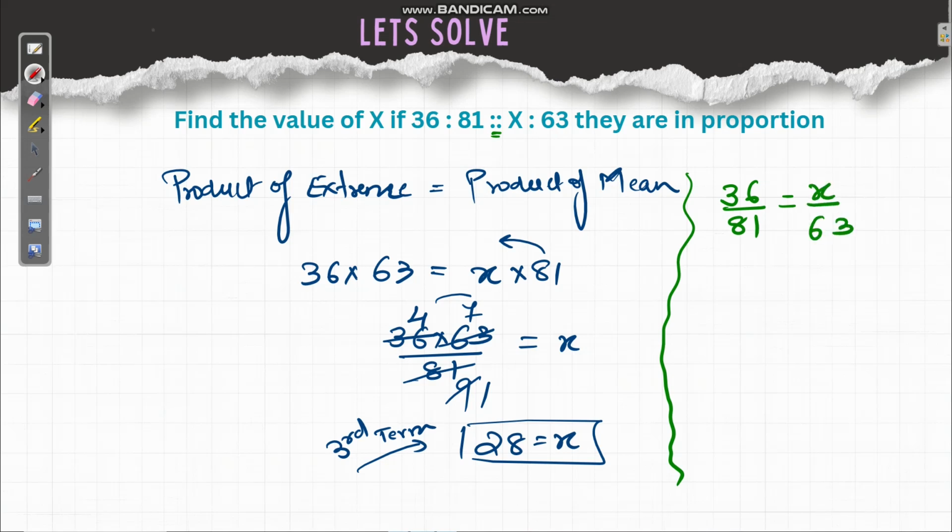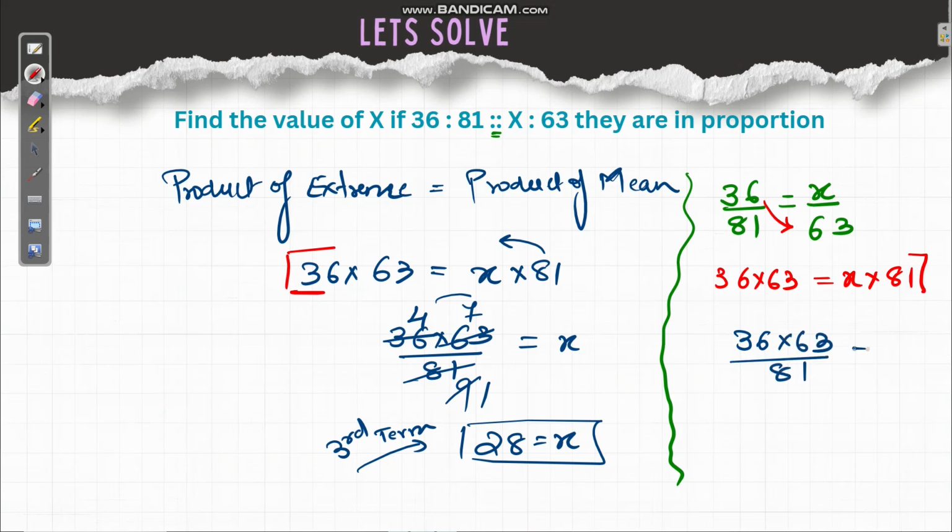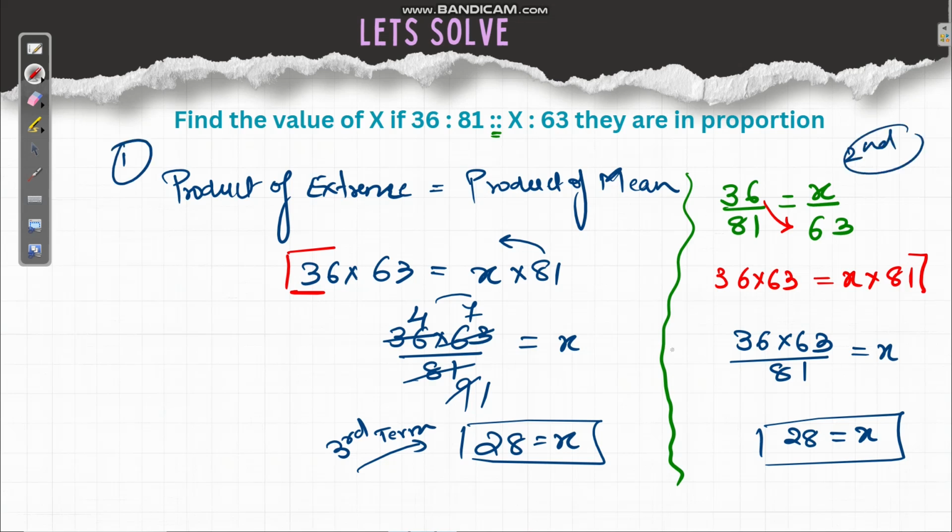Now it's very simple, you do cross multiplication and find your answer. So how do you do cross multiplication? 36 into 63 is equal to x into 81. If you notice, this step over here and this step over here are both the same thing. So the formula is derived from this only, okay. The product of extremes is equal to product of means. So now it is 36 into 63 upon 81 is equal to x. You do the calculation, you get 28 as your answer. So you can find the unknown term by using these two methods. This is your first method. This is your second method. Any method you follow, whichever is easy, you can do that. So let's solve one more question.